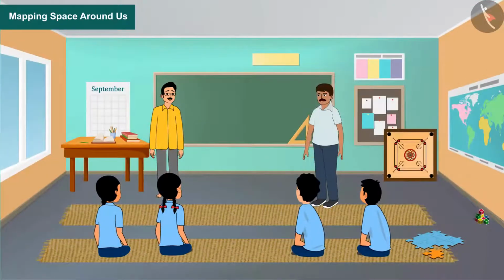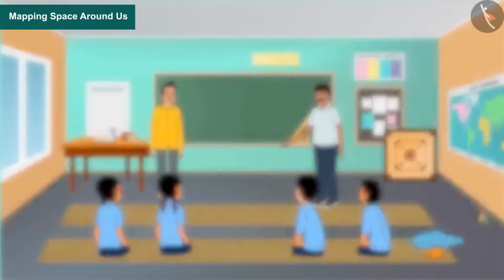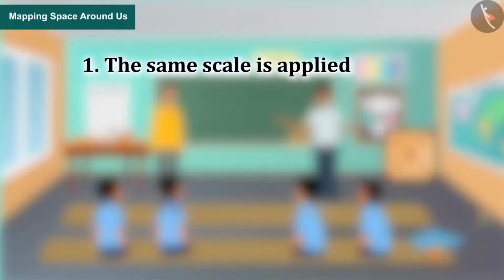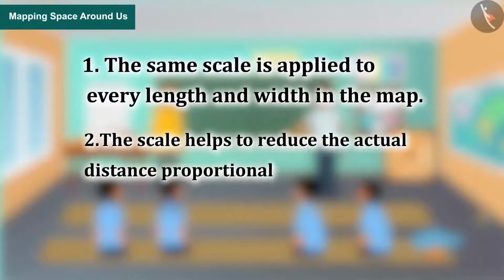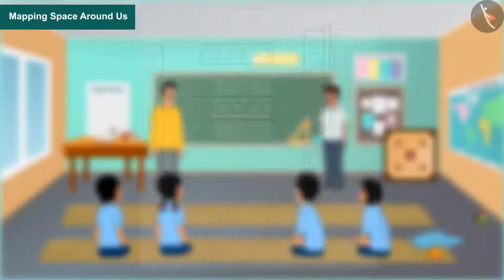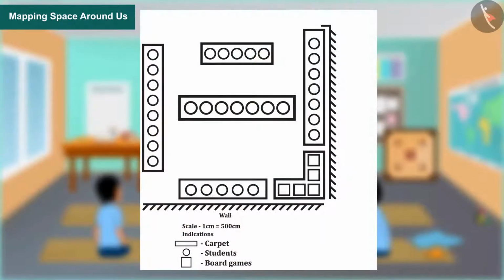Let's understand some important things related to scale. The same scale is applied to every length and width in the map. The scale helps to reduce the actual distance proportionally. If you pay attention to the given map, you will see that 1 centimeter has been used here for 500 centimeters.